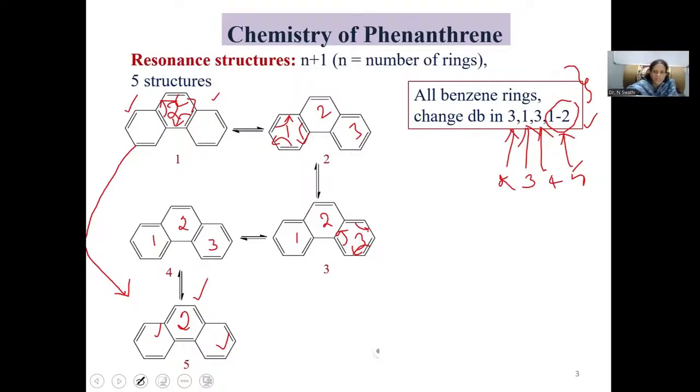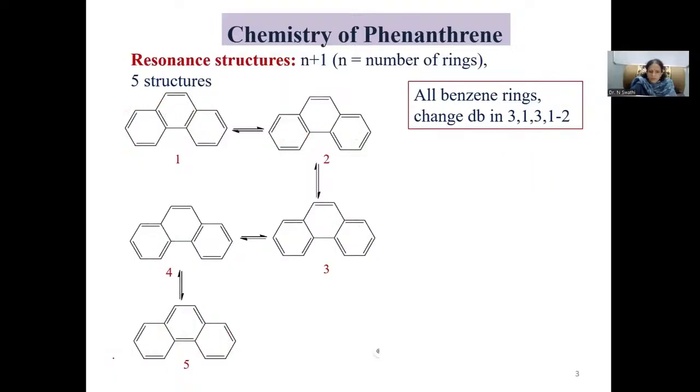In the earlier resonance structures, we drew the third from the second, and the fourth from the third. That means we are doing subsequent changes. But when it comes to the fifth resonance structure, consider the first resonance structure, modify only the second aromatic ring. So I have represented that as 1-2. This is the sequence that you can follow, students.